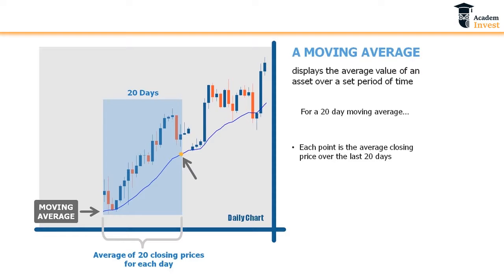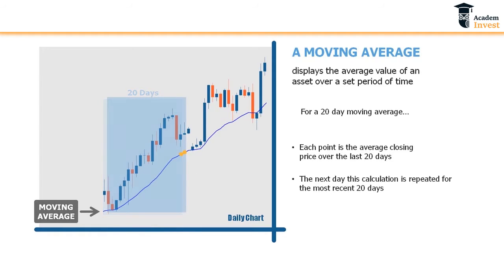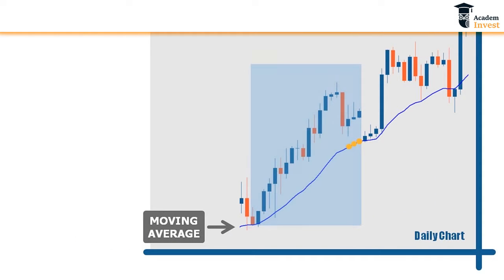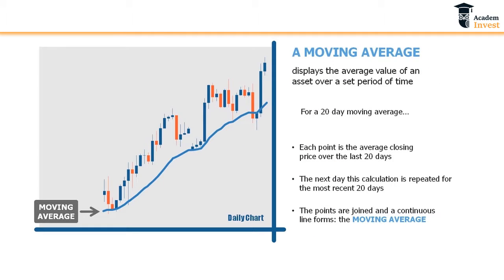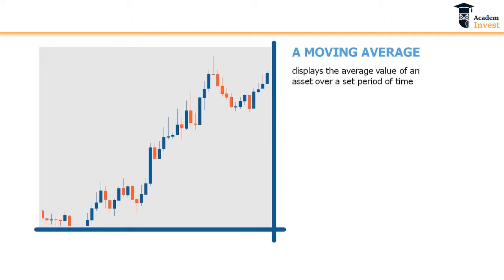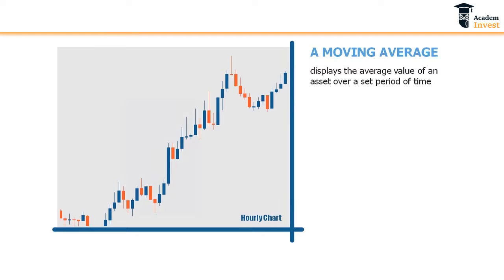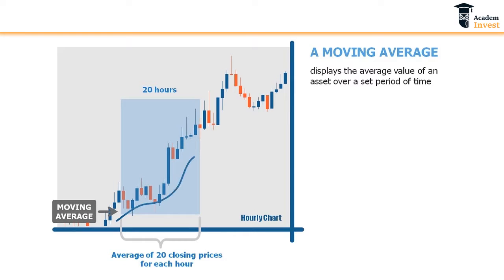The next day, this calculation is repeated for the most recent 20 days, incorporating the new closing price from the day before and discarding the oldest 20th day from the current calculation. This new figure is then plotted onto the chart. As the new points are added, the points are joined and a continuous line forms, which is the moving average. In this example, we used a daily chart with a 20-period setting. However, moving averages can be used on any time frame. So, for example, a 20-period moving average on a 1-hour chart will take into account the last 20-hour periods, and so on.